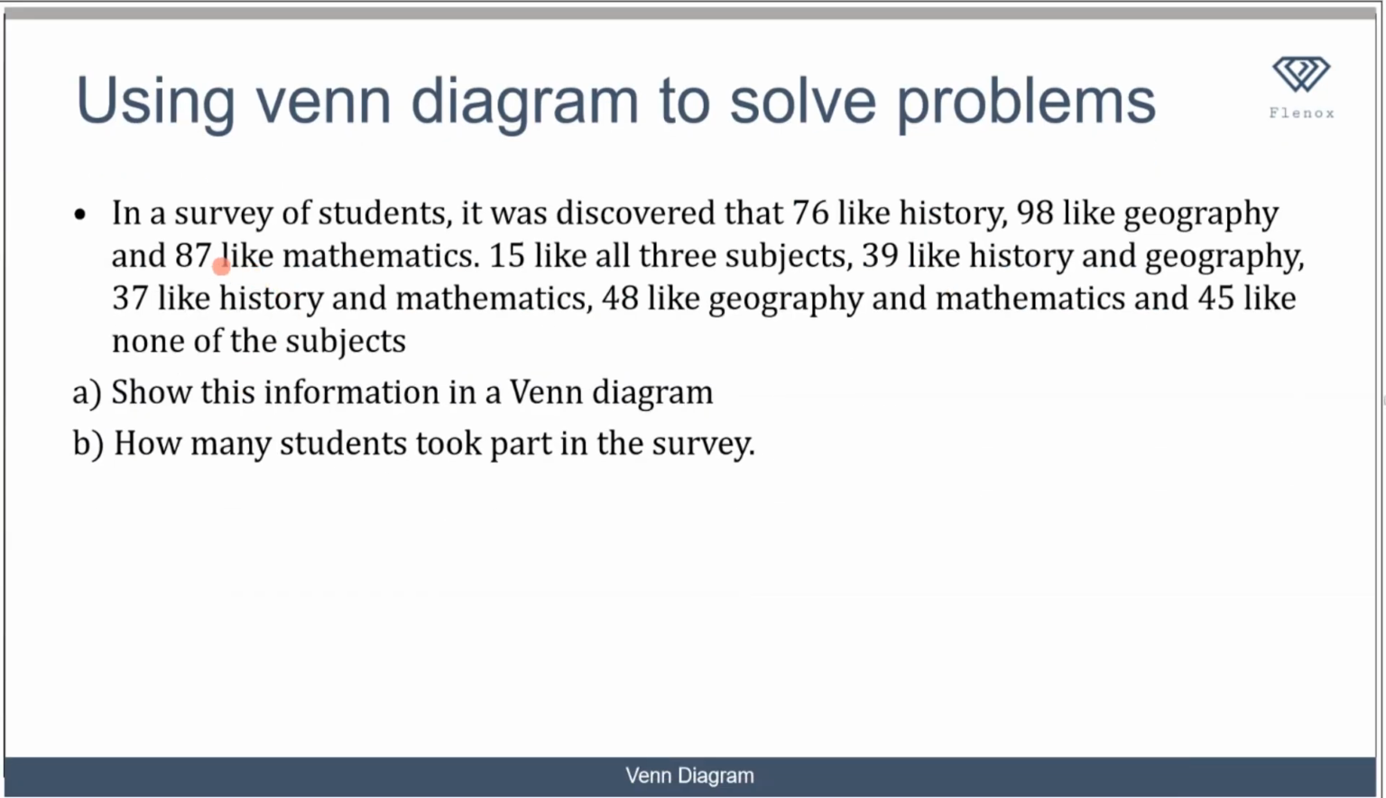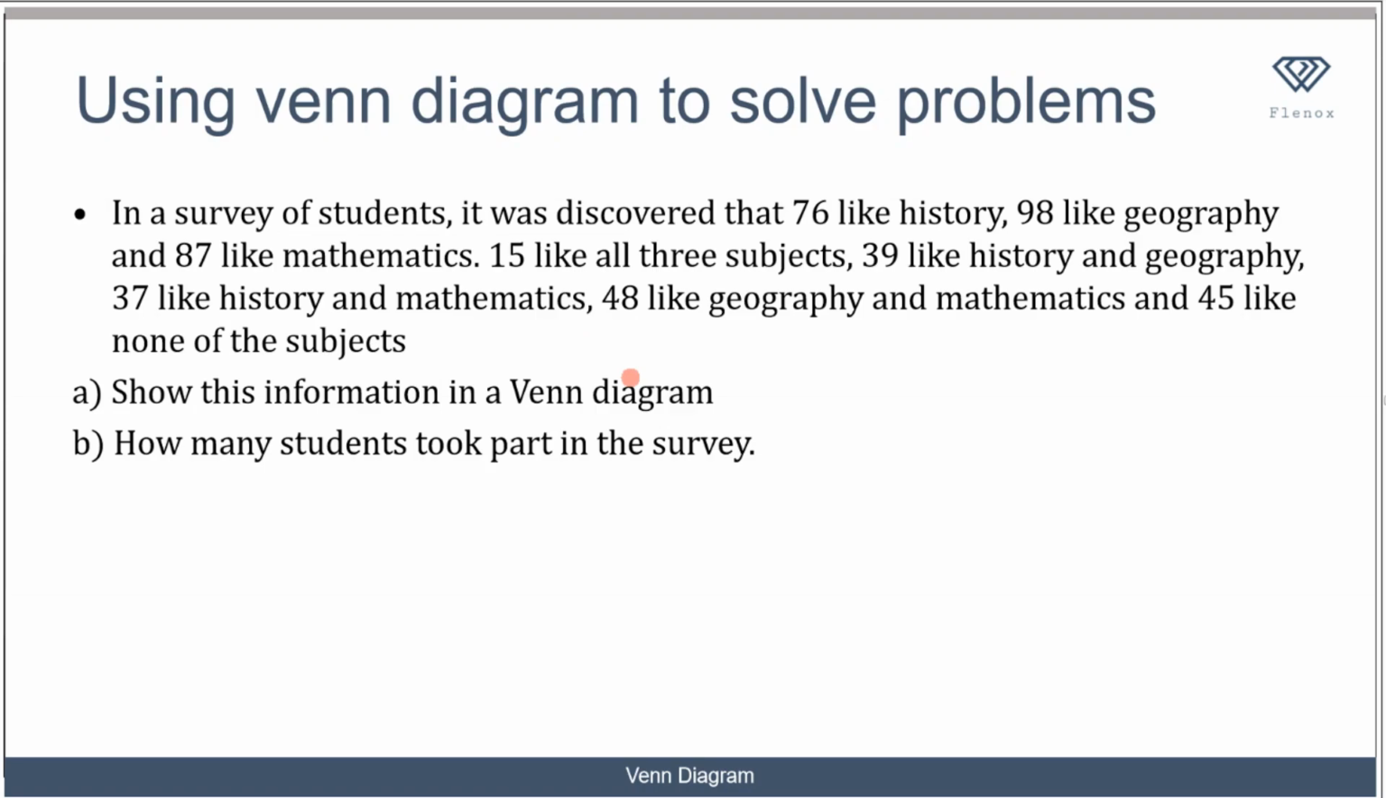So now in this question, we are told that in a survey, it was discovered that 76 like history, 98 like geography, and 87 like mathematics, 15 like all 3 subjects, 39 like history and geography, 37 like history and maths, 48 like geography and maths, and 45 like none. Show this information on the Venn diagram. So how is it going to look? Let's draw that on the next page.